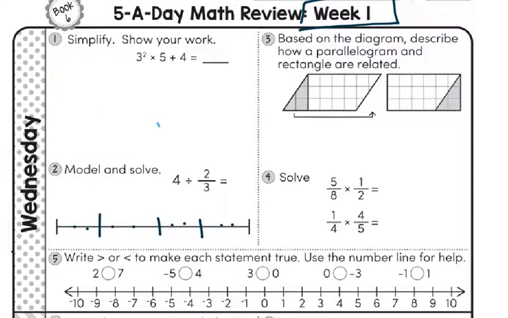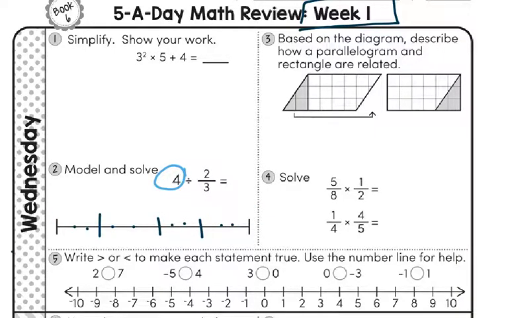Question number 2, model and solve. 4 divided by 2/3. Now, for the model part, I went ahead. It's a little bit tricky on my iPad here to label this line. But each one of this section, we need 4 total parts. So I have 1, 2, 3, 4 total parts. And then each of those parts needs to be divided into 3. So that's why I have these other little lines in there. And it's not exact because it's hard to get it divided correctly on here. But as long as you have the basic idea, divided into 4 parts with 3 in each part, you're good to go.